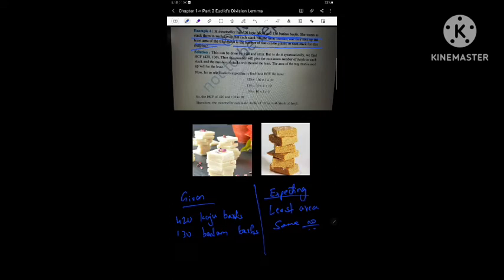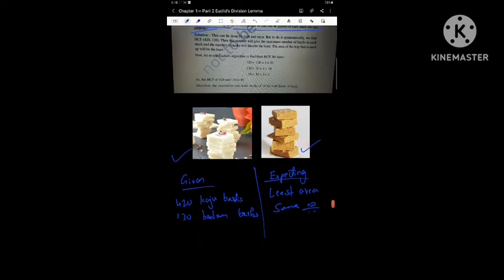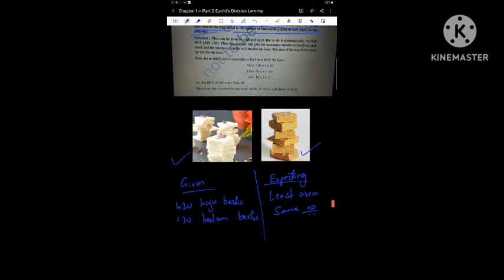So here in the picture you can see we have a stack of badam burfis and kaju burfis. They are stacked in such a way that each stack has the same number of burfis. We can find it using a trial and error method, but if you want to do it systematically, we solve it using HCF, because they have asked for the least area of the tray. That's the reason we are finding it using HCF.